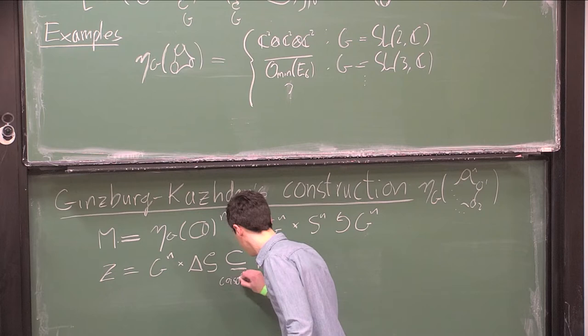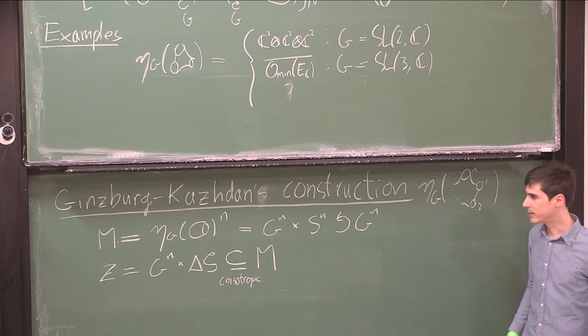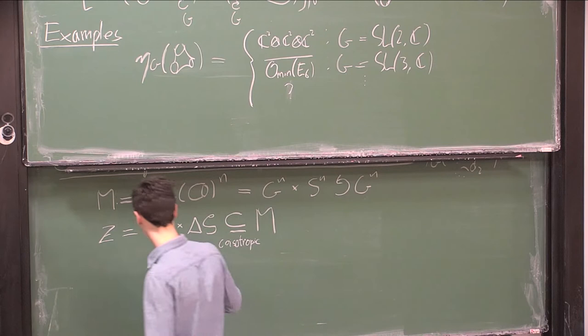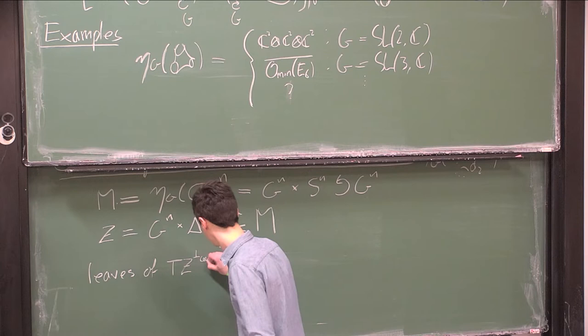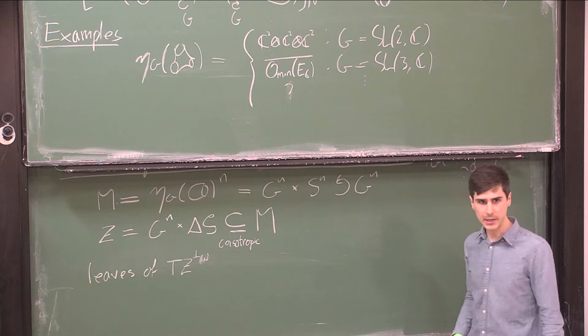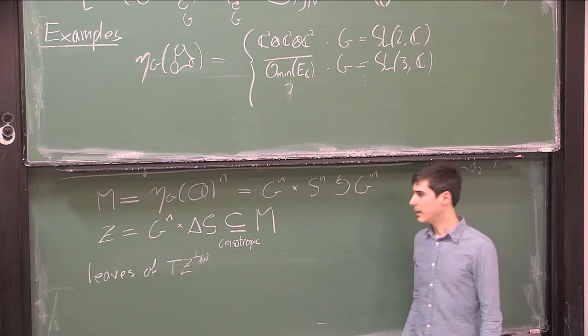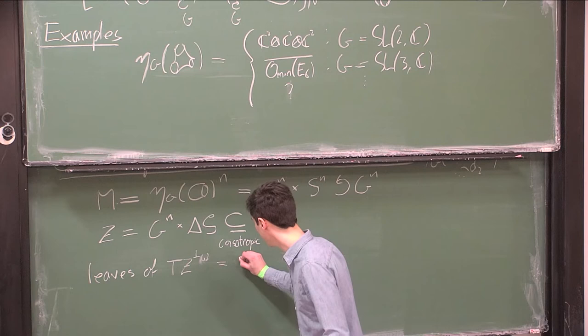So it's coisotropic, you can do symplectic reduction, you mod out by the space of leaves of the null foliation. You take the leaves of the distribution given by the symplectic orthogonal. And now the nice thing is that instead of being group orbits, like in standard symplectic reduction, it's groupoid orbits. So the space of leaves happens to be exactly the orbits of a groupoid.